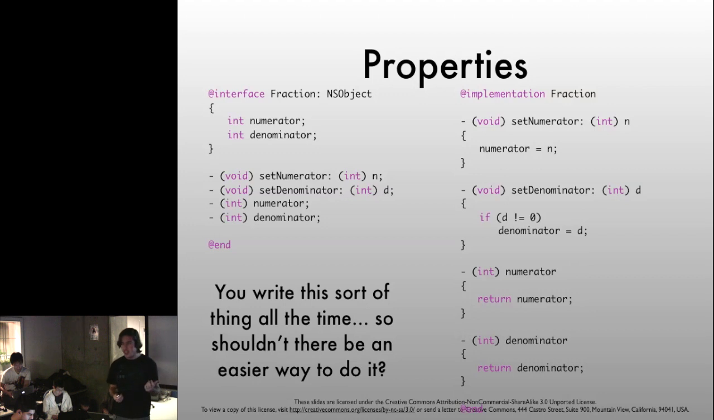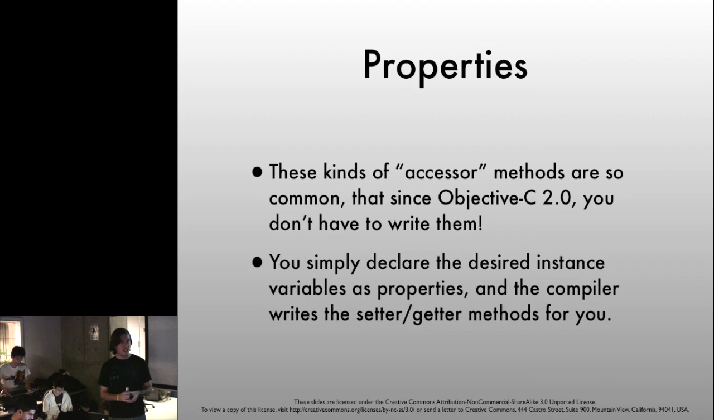So shouldn't there be a better way to do this? Most of this code is so simple that you shouldn't have to write it. The compiler should be smart enough to write methods for you. And as of Objective-C 2, there is a way to do that. Objective-C 2 added this feature called properties that allows the compiler to automatically generate setters and getters for you, so that you don't have to write them.